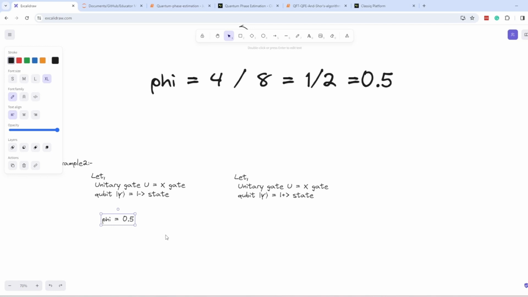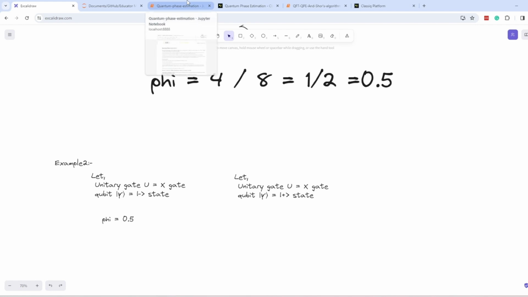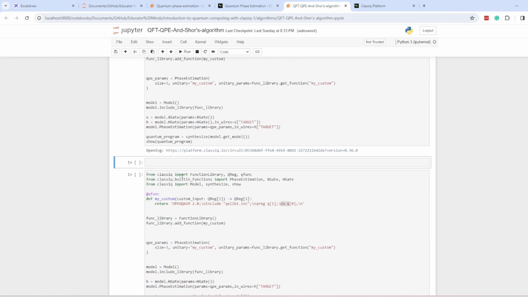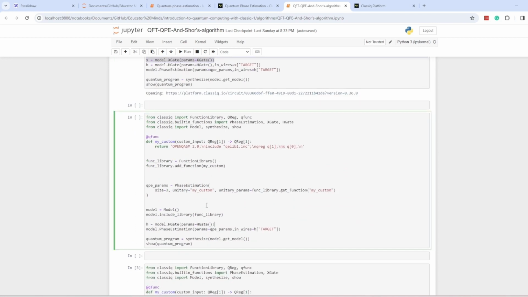And lambda, which is e power 2 pi i phi, will be equal to -1. Now let's see the case where the unitary gate is the X gate and the input qubit is in the plus state. The code will be almost the same. This time we just do not apply the X gate. We directly apply the Hadamard gate to take it to the plus state, specify the X gate, and directly run the circuit.